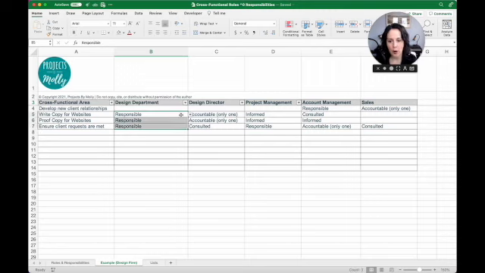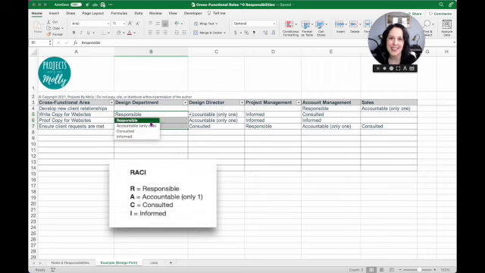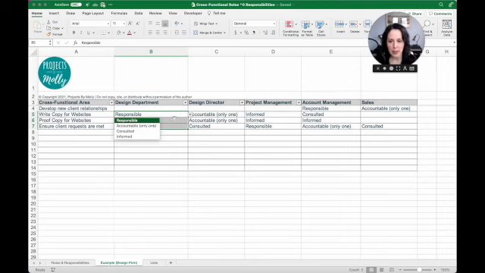So the R, the responsibles here, this is building off of what you might hear called a RACI matrix. It's an acronym that stands for responsible, accountable, consulted, and informed. So responsible person or group, that would be somebody who is actually doing the work. So in this case, the design department would be responsible for writing the copy of a website, for example.